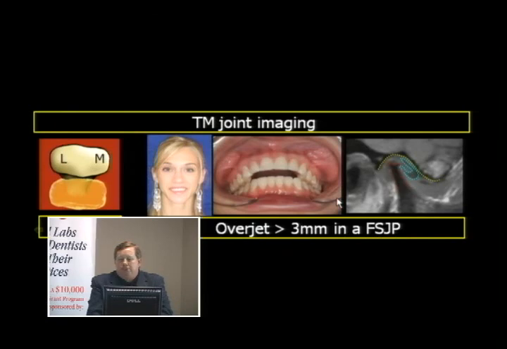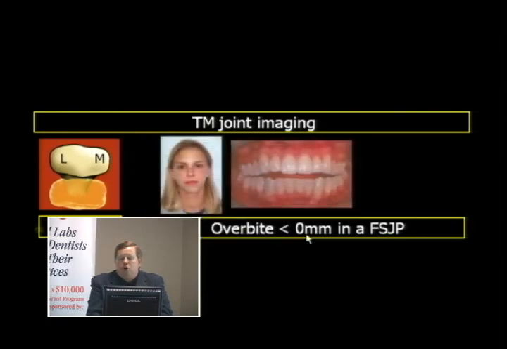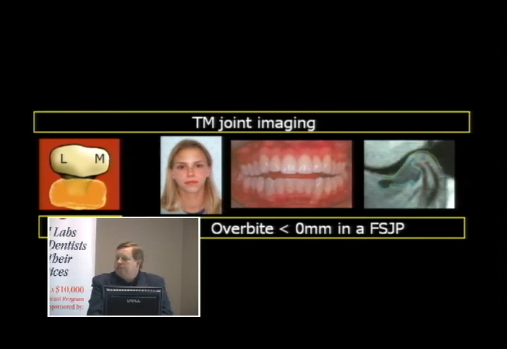Next case we're going to image for is an overbite, a negative overbite in a fully seated position. This is Sammy. There's the negative overbite. What do you think her joints are going to look like? Same thing. Small bone, big disc, lots of pain on her. Here's the problem with the small bone: eventually it's not going to be able to withstand the forces.